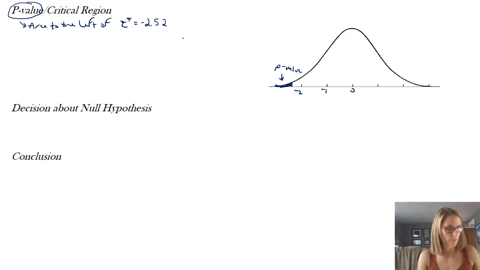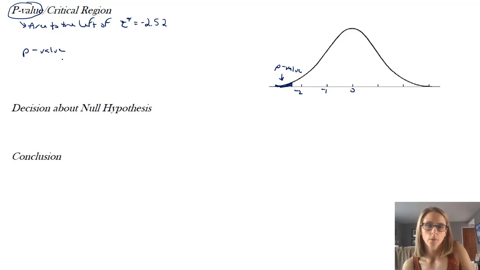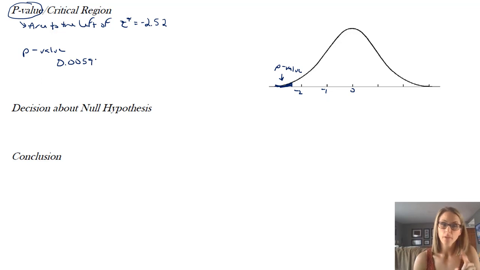So what we could do is we could take a look in the tables. I know a lot of you are big fans of the normal CDF, and you can use normal CDF on this, that's okay, so you can get the same thing. But I'm going to look in my tables, I'm going to look for a negative 2.5, and then I'm going to go over to 2, and that gives me 0.0059. So my p-value is 0.0059.